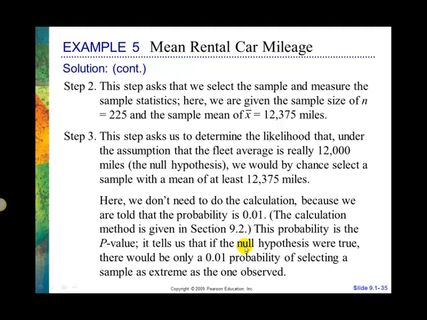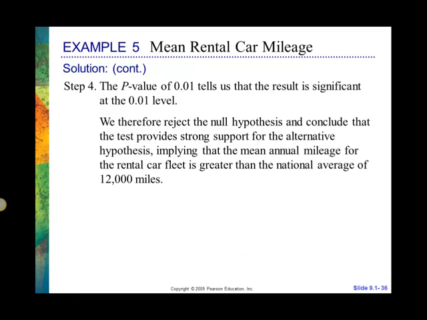Now, next step, we compare it. So, we have a p-value of 0.01 that tells us it's significant at the 0.01 level. So, we can reject the null hypothesis that the mean is 12,000. We have enough strong support, significant evidence to support our claim that our mean is actually greater than 12,000. We can reject the null hypothesis. That's what we did. Sorry.